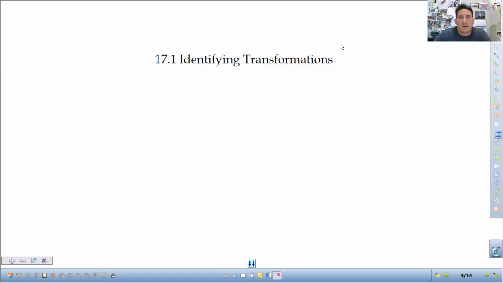All right, IM1 classes. Today we're moving on to our new unit. We are talking about identifying transformations. A transformation is when you take a shape, and in geometry we're going to be looking specifically at a coordinate grid, and you move that shape around the coordinate grid in some way. Today we're going to learn about four transformations: translations, rotations, reflections, and dilations.